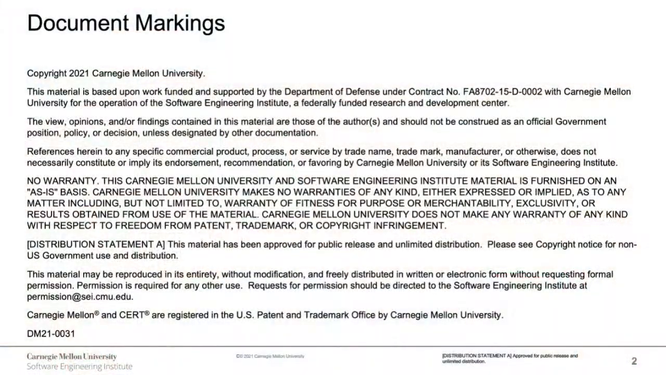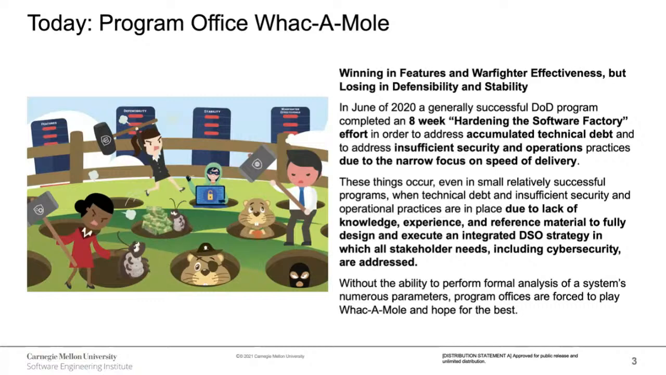All right, so a little bit about what we're doing here. We're all highly involved in DevOps, cybersecurity, modeling practice, and software engineering. We get to work with many programs across the DoD. One of the things we're seeing is that programs are really struggling to implement a DevSecOps strategy. We have a little graphic here showing what we're seeing: program offices are playing whack-a-mole, trying to guess where they should focus their efforts, and they're struggling with overspending on tools and things they don't really understand.